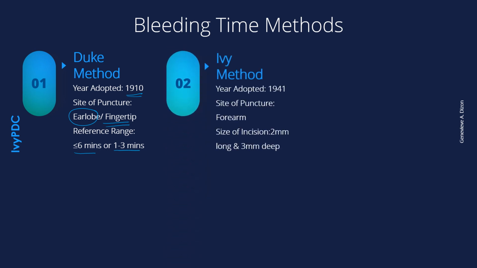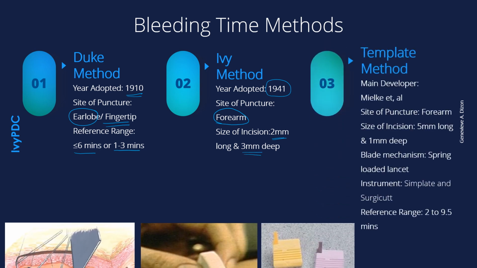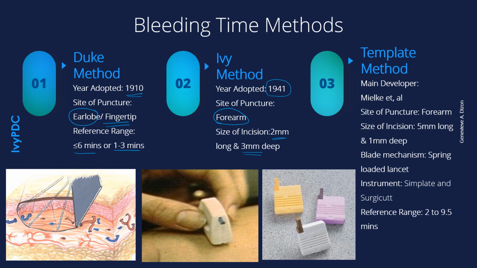The next method is known as the IVY method, which was adopted later than the Duke method, in 1941. The site of puncture is the forearm and the size of the incision is 2 millimeters long and 3 millimeters deep. The next method is known as the template method, which has the same site of puncture as the IVY method, the forearm, but the difference is in the size of the incision. It is longer at 5 millimeters long, but shallower at 1 millimeter deep.